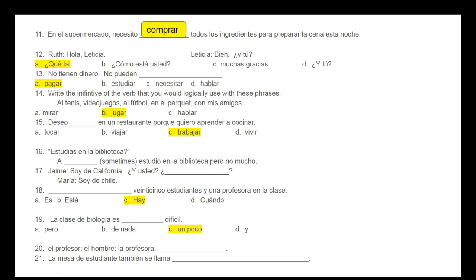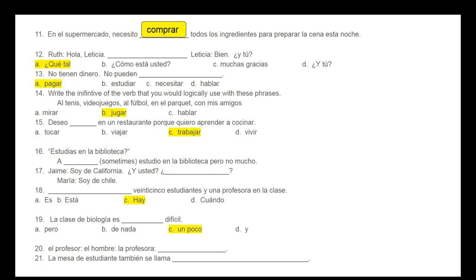Número 12, Ruth. Hola, Leticia. ¿Qué tal? Bien. ¿Y tú? So the reason we use ¿qué tal, right? Because Leticia answers bien y tú, right? And that's speaking in the informal. So your only possible correct answer would be A, because ¿qué tal is the informal way of asking what's up or how are you doing.